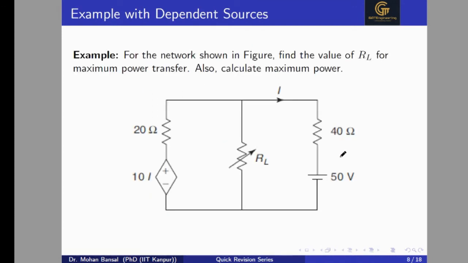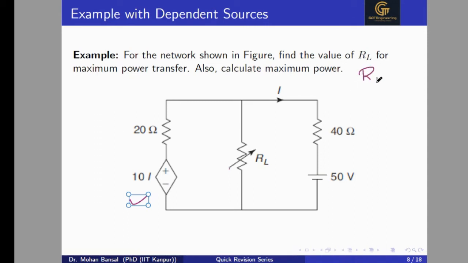Now we'll see another problem in which we are given dependent sources. You know how we can simplify the Thevenin circuit for given dependent sources, because we already discussed it in the last video. So in this problem, we have to find the value of RL for maximum power transfer and calculate the maximum power. The same problem here again.